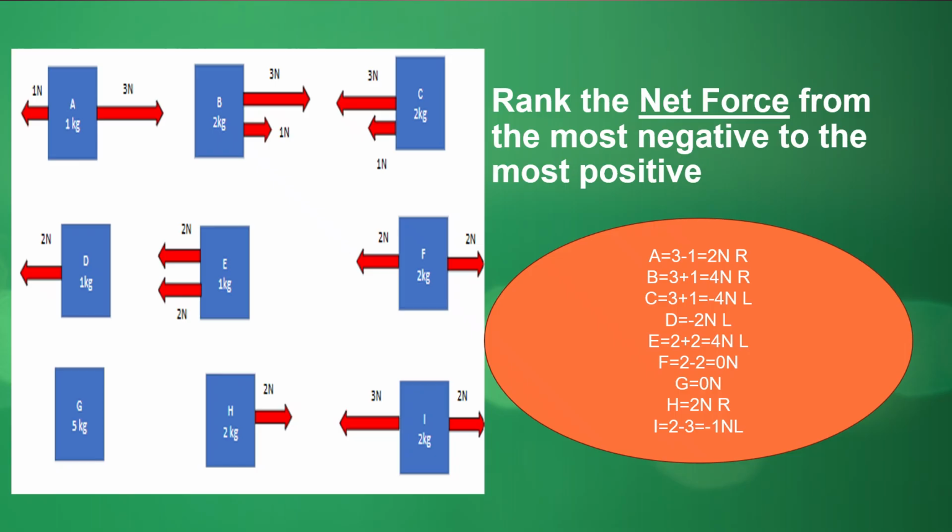H, 2 newtons to the right, and I, you have 3 newtons to the left plus 2 newtons to the right. We have a negative 1, or negative 1 newton backwards, or 1 newton to the left. That being said, we can go ahead and rank them. We take a look at all of these numbers, and we rank them from the most negative, which is the highest negative number, to the most positive.